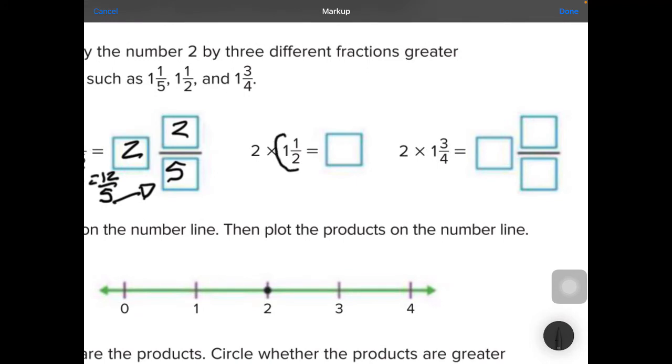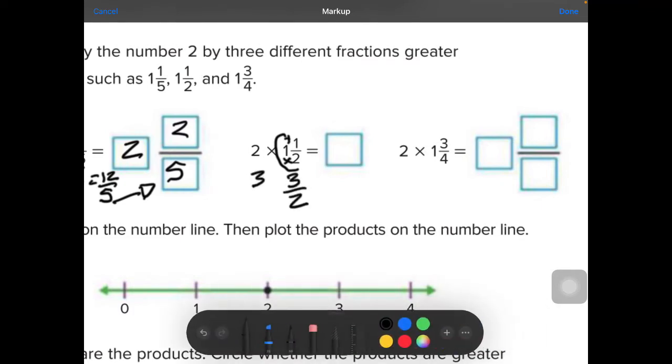Okay, do the C times plus. 2 times 1 is 2, plus 1 is 3 halves. Wrong number. So we have 6 over 2. 2 will go into 6 a total of 3 times.